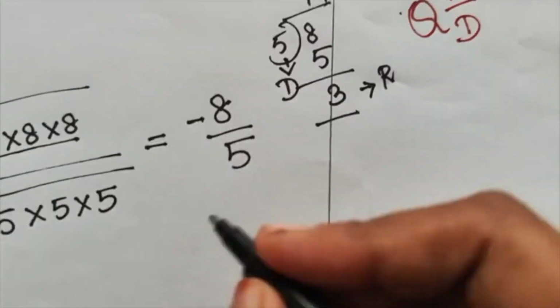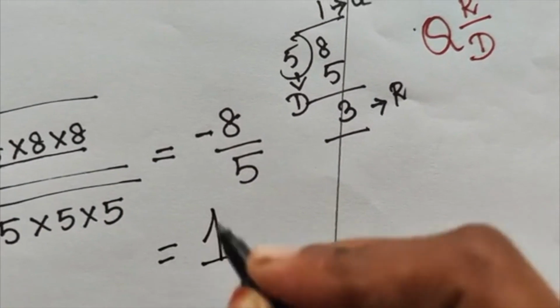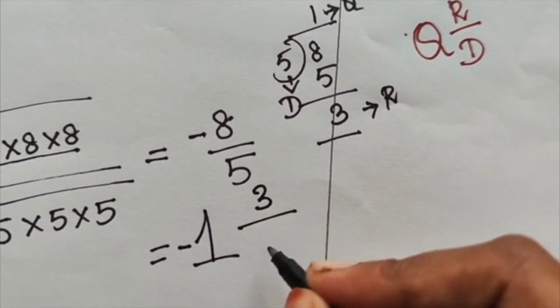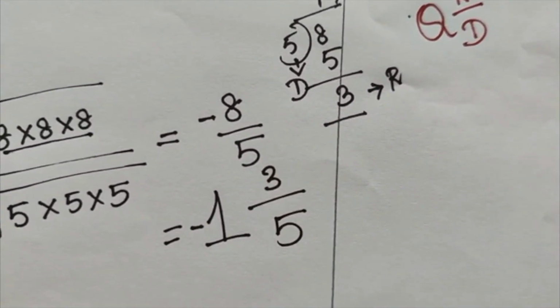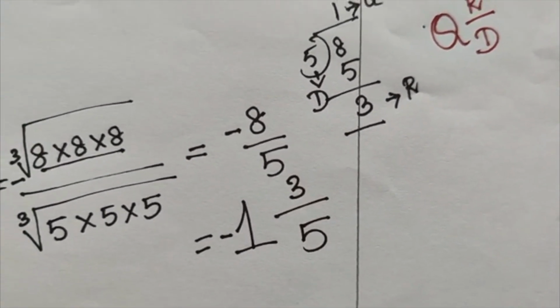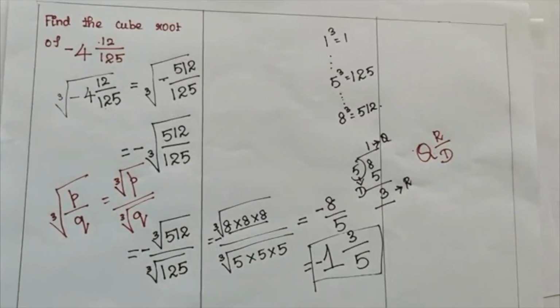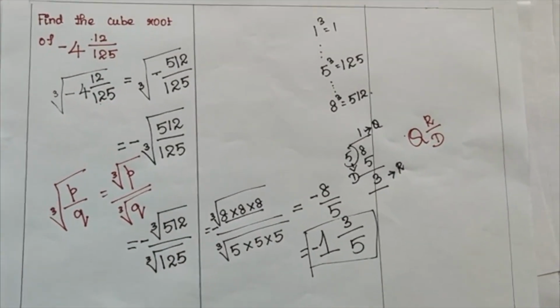What is the quotient here? 1. Minus sign, so minus 1, remainder 3 by 5. Therefore, the answer is minus 1, 3 by 5. This is the answer. You can copy it down. Let's go to the next question.